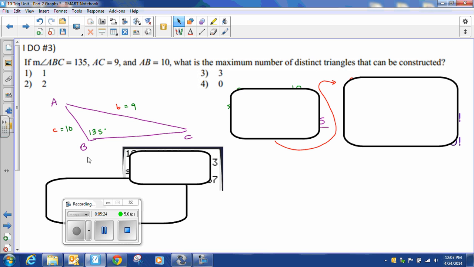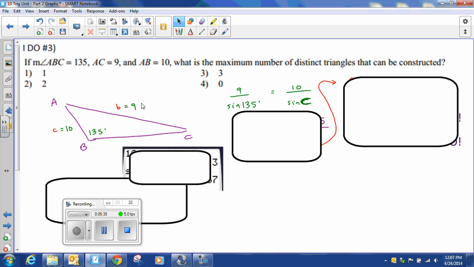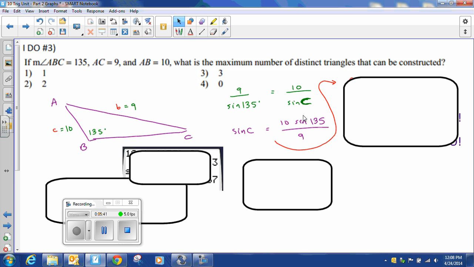135 degrees is angle B. The sides are 10 and 9, as you can see here with the given information. So let's go ahead and set up our law of sines. 9 over sine 135 equals 10 over sine C. Cross multiply, get the sine C by itself, which the calculator will help us with.